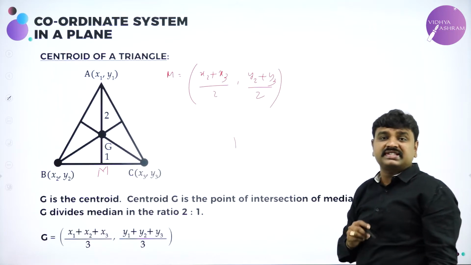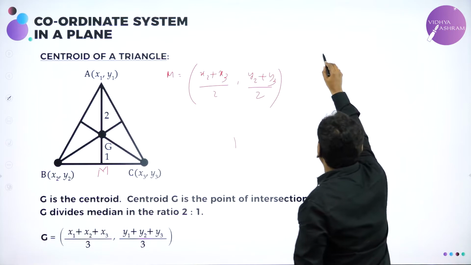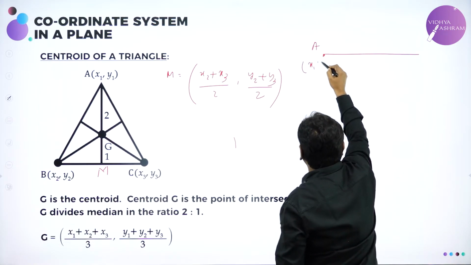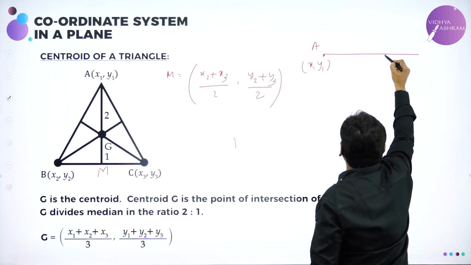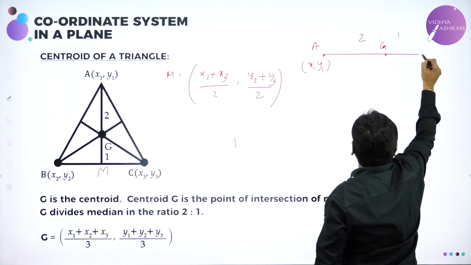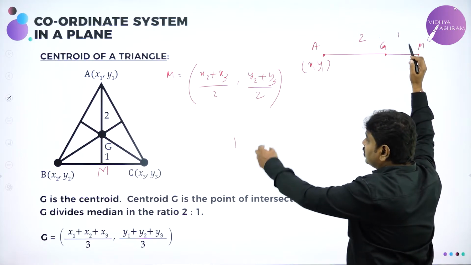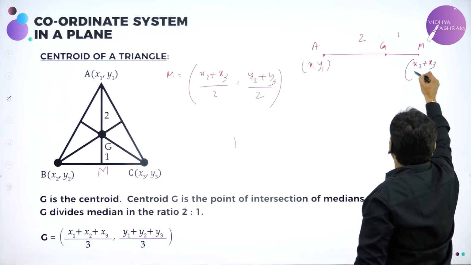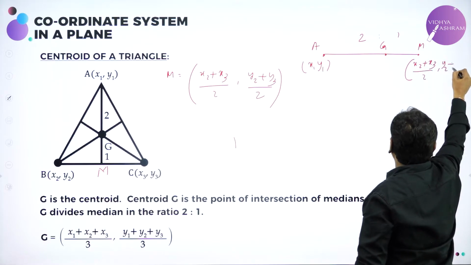G is called what? Centroid. So now we will find the centroid. I will draw a diagram like this. In my diagram, A is (x1, y1), and I will write G here. G we need to find, but G divides in the ratio 2:1, and just now I got M. What is the value of M? (x2 plus x3) by 2, (y2 plus y3) by 2.